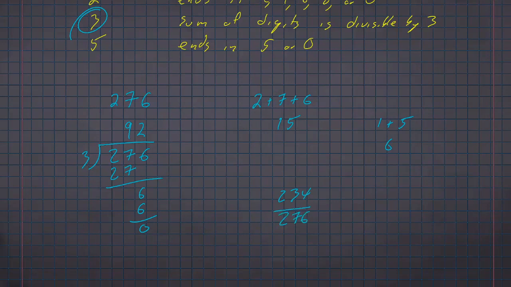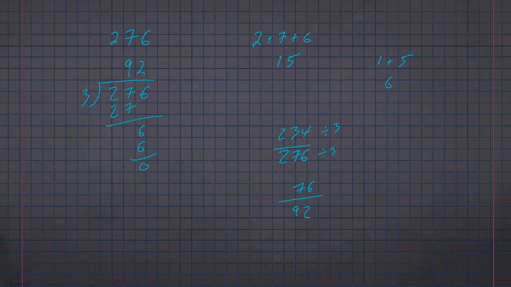If I have something like the fraction 234 over 276, I'm sure they're both even. That's probably where I would start. But 2 plus 7 plus 6 is 15, which is divisible by 3. 2 plus 3 plus 4 is 9, which is divisible by 3. So I know that I can reduce this fraction by dividing top and bottom by 3. We already saw that 3 goes into 276 92 times. 3 goes into 234, turns out, 78 times.